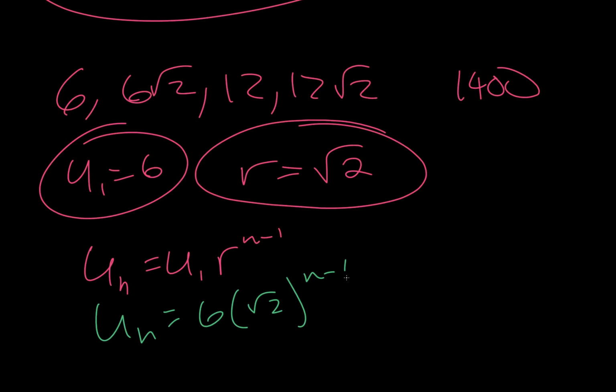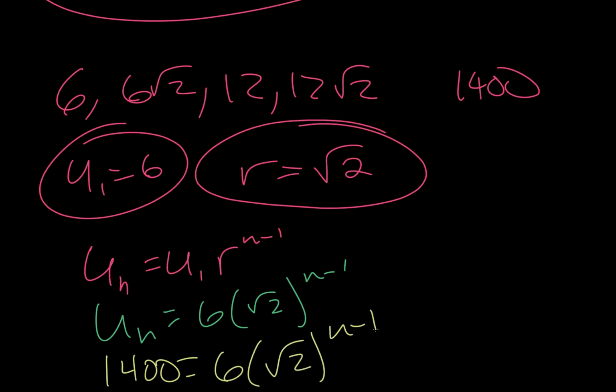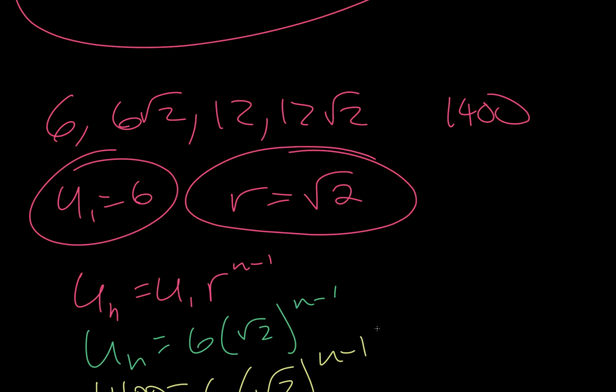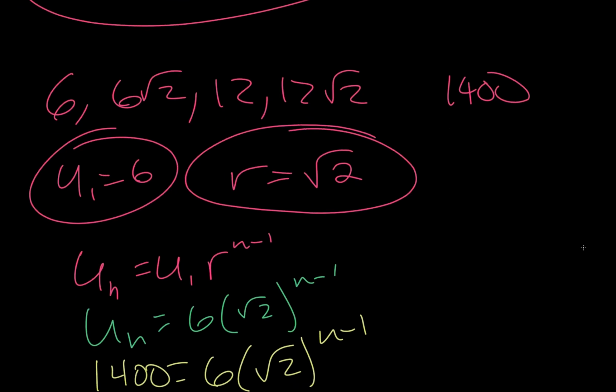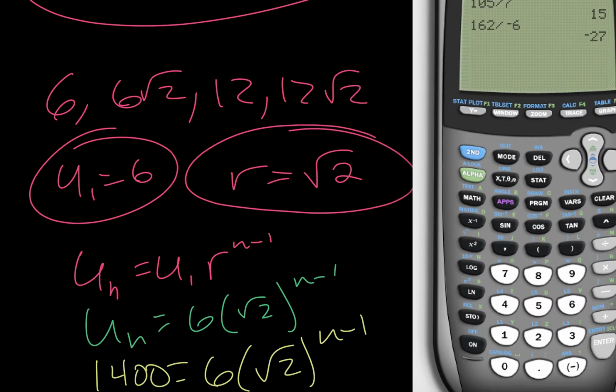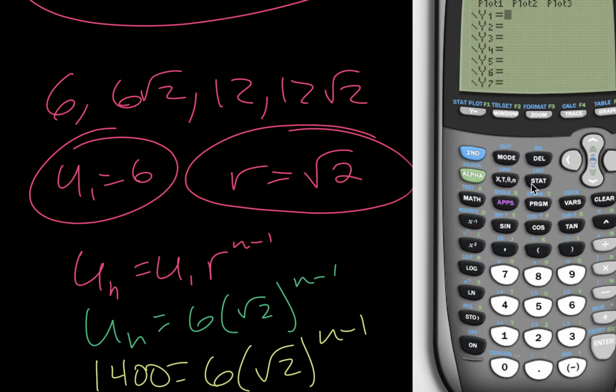And we want it to be greater than 1400. And so we're going to find the n value at 1400. So I'm just going to say 1400 equals 6 root 2 to the n minus 1. And we want to solve this. Now, since we haven't talked about how to do this algebraically yet, we will do it with a calculator. So to do that, we're going to graph both sides.